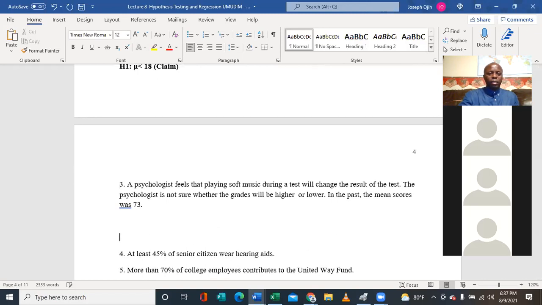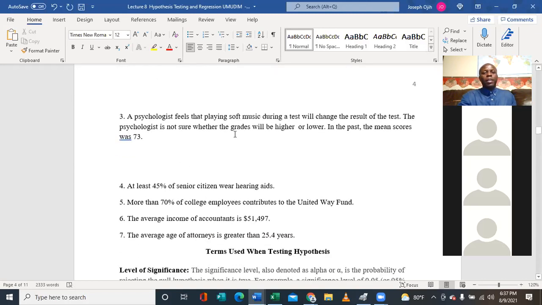Of course. Here it says a psychologist feels that playing soft music during a test will change the result of the test. The psychologist is not sure whether the grades will be higher or lower. All he knows is that it will change. In the past, the mean score was 75. So he wasn't sure whether it will increase or decrease, but he knows it will change. Change the result, that's the keyword there.